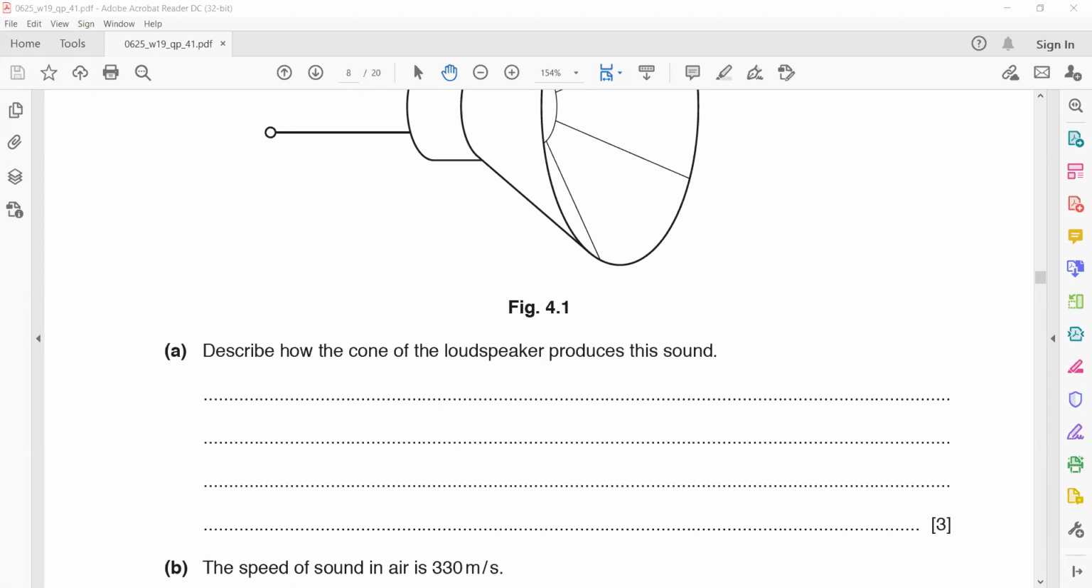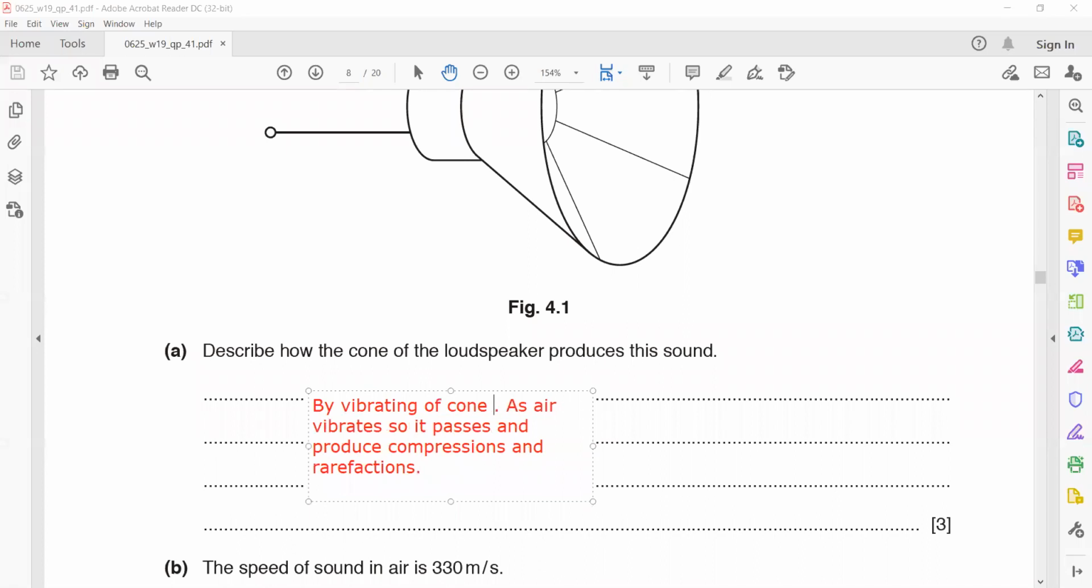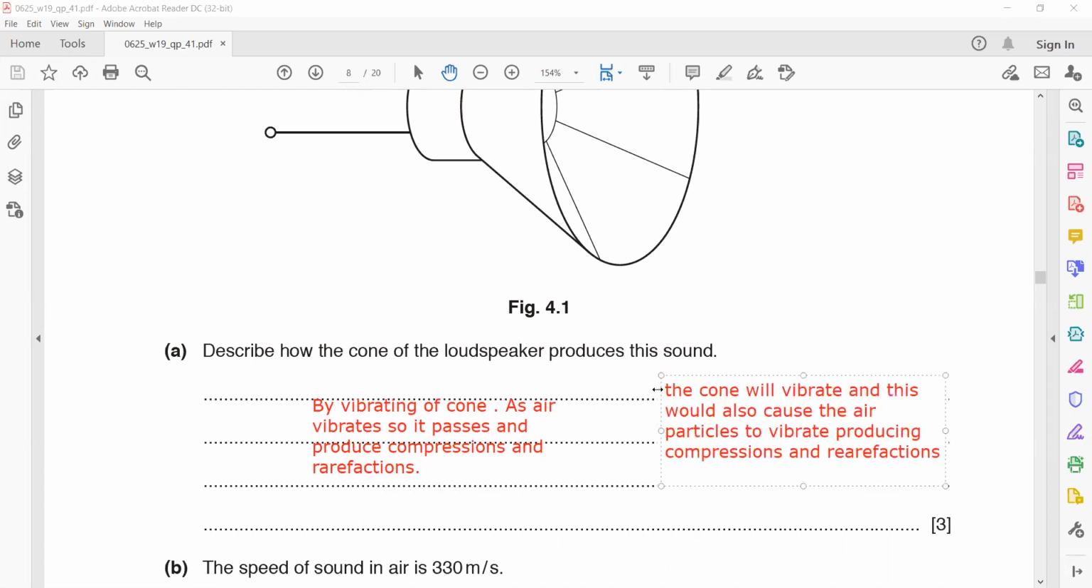So by vibration of the cone, as air particles vibrate, it passes on and produces compression and rarefaction. And you can refer to this vibration, and as well as the type of the wave you can also mention. So these are some sample answers as you typed in the chat.